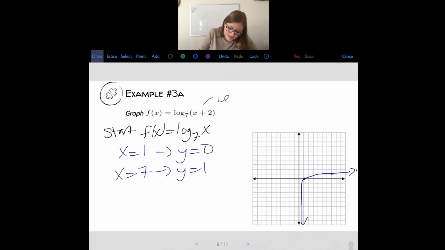This plus 2 means that we go to the left 2 units. Okay, so everything goes to the left 2 units, including that asymptote, so it's going to go 1, 2. Okay, the point 1, 0 goes over 1, 2, and the point 7, 1 goes over 2. So our graph looks something like this. Okay.